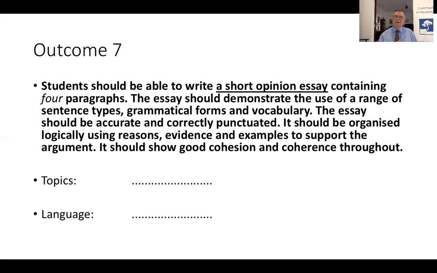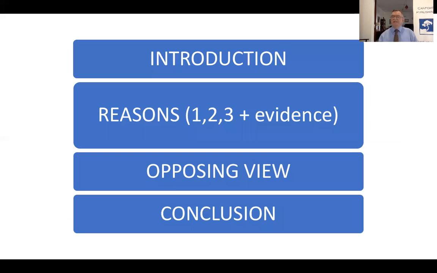So I think it's a very useful exercise to get them to think about things like reasons and evidence and so on. Of course, there are many other types of essay and reports as well, but I think this is quite a good starting point. There's a kind of structure we can use for an opinion essay, so an introduction, and then a paragraph giving the main reasons, perhaps adding evidence and examples, even sources if they can. Perhaps a paragraph giving the opposing view and why the opposing view is wrong, and then the conclusion.